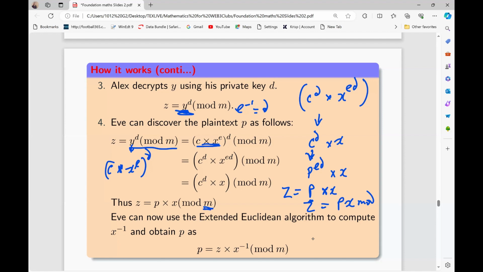So you know you have P, you have X. The intruder has an X, he is the one who chose it. He knows whether it's 7 or 4 or 3. He just wants to get what P is. So P is the unknown. The intruder solves for P by using the extended Euclidean algorithm.